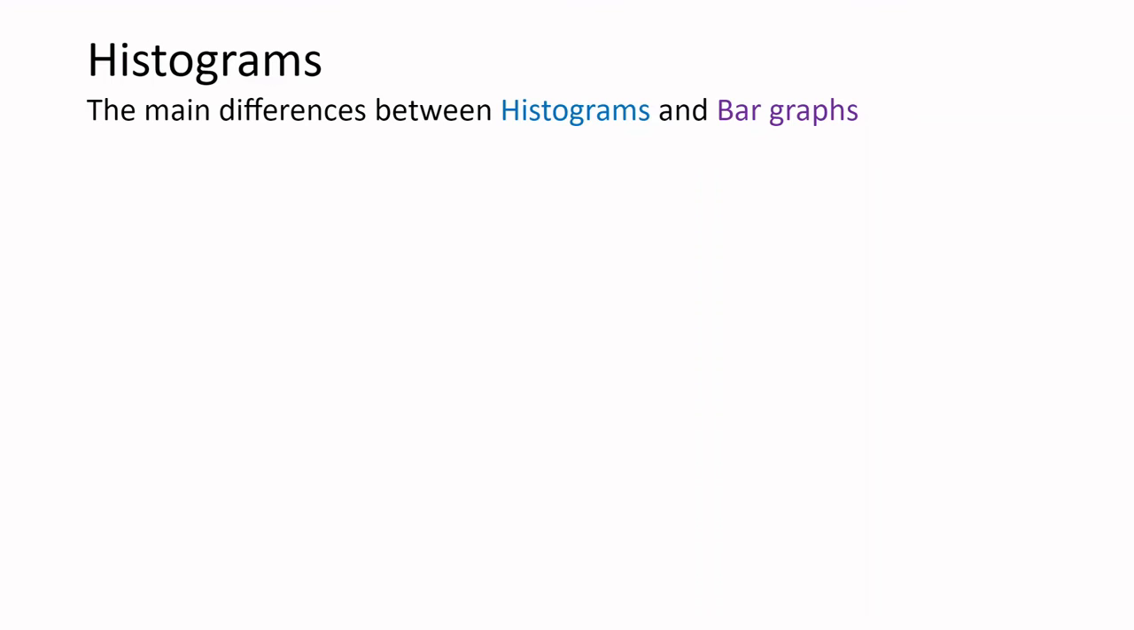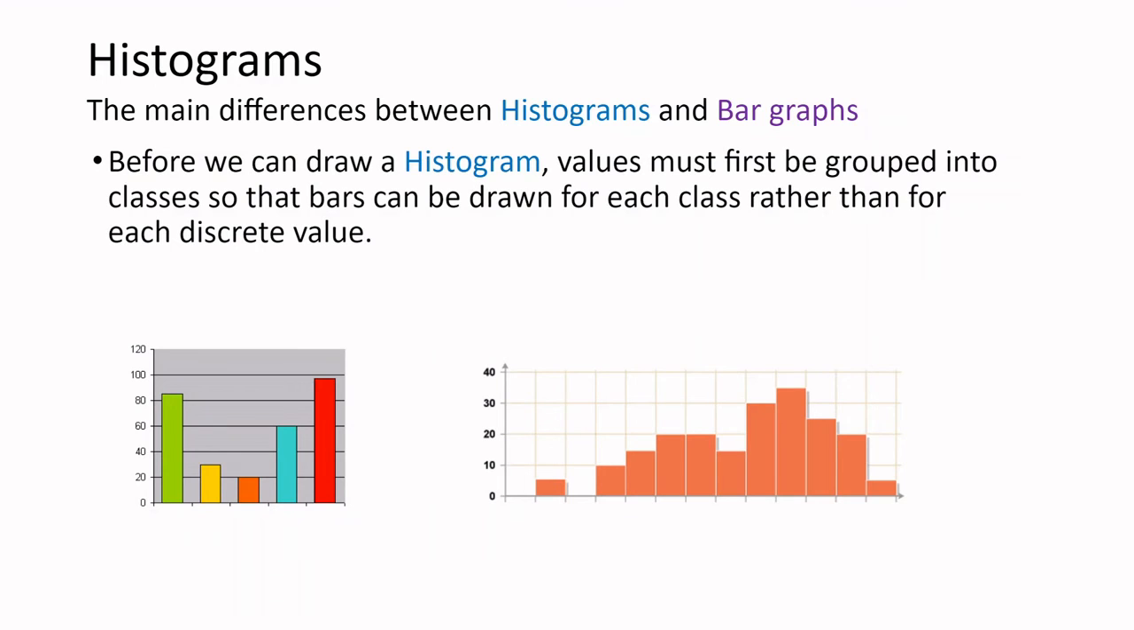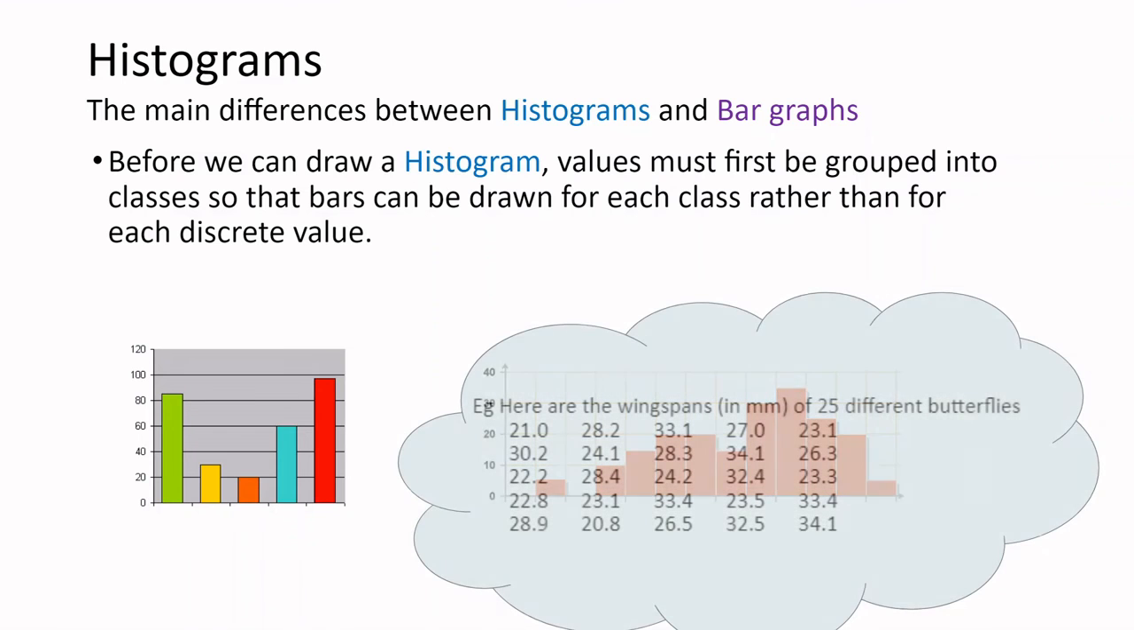Now that we've seen examples of all the different types of data, let's have one last closer look about how we set up our histograms compared to our bar graphs. Before we can draw a histogram, the values must first be grouped into classes so that the bars can be drawn for each class rather than for each discrete value.